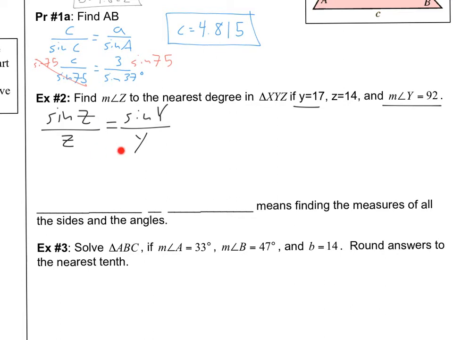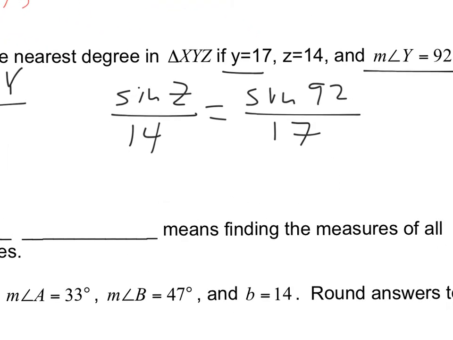Now, I didn't plug anything in yet because I just want to show you how you could set this up. So my next step is the sine of capital Z, which I'm trying to find, over, well, I know side z is 14, equals the sine of angle y, which I know is 92, over side y, which I know is 17. Now it's just all about solving for z.